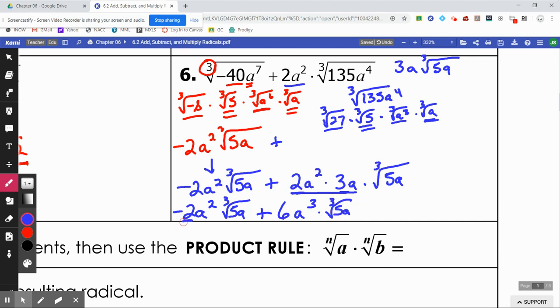Now, here are my coefficients, the negative 2 and the 6. In order to combine them, this stuff needs to be the same. And they nearly are, except for the a squared versus a to the 3rd. So since those are not the same, that's as simple as we can get this thing.